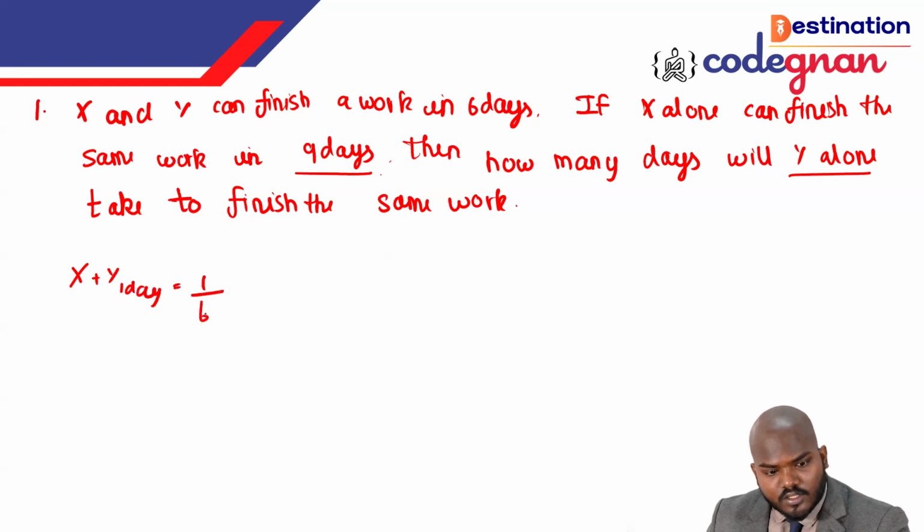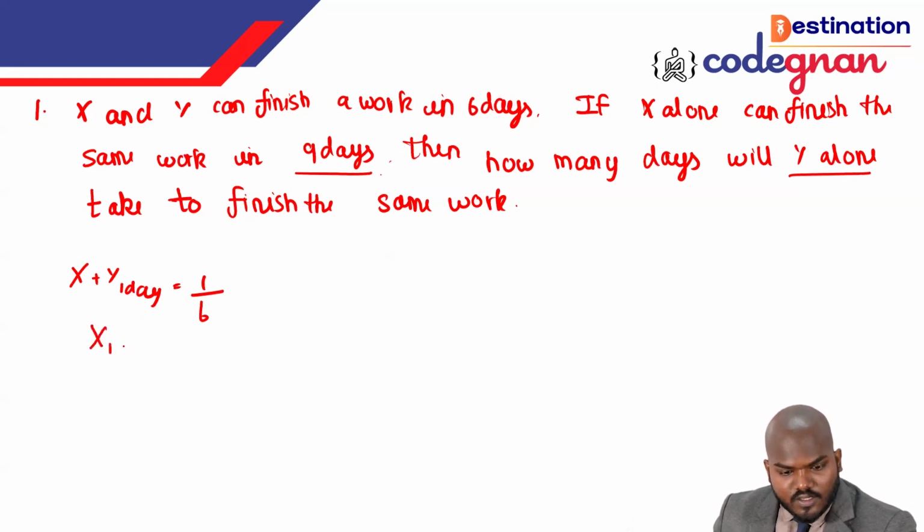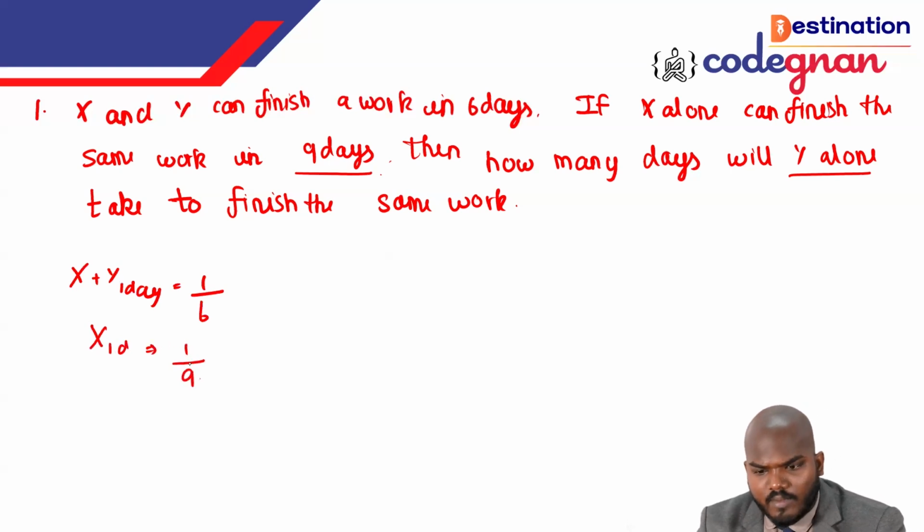1 by 6. So this is how they are saying that. Okay. So X alone finishes the same work. If X alone can finish the same work in 9 days, you can call it X's 1 day work is equal to 1 by 9. Then how many days Y alone can finish the same work is the question.